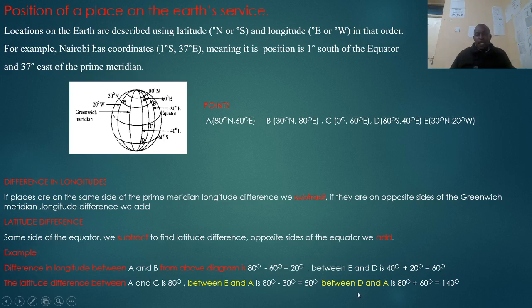Now we have the latitude difference between D and A. This is our D, and our A. A is 80 degrees north, and our D is 60 degrees south. Now the latitude difference, because they are on different sides, on opposite sides of the equator, we shall add 80 degrees plus 60 degrees, which gives you 140 degrees.